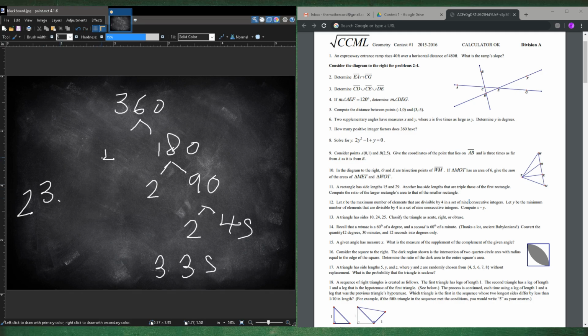2 to the 3, 1, 2, 3, 3 twos, times 3 to the 2, times 5 is equal to 360. Now you just add 1 to each one, so that's a 4, that's a 3, that's a 2, so that's 12, and that's 24, and that's the answer, basically.